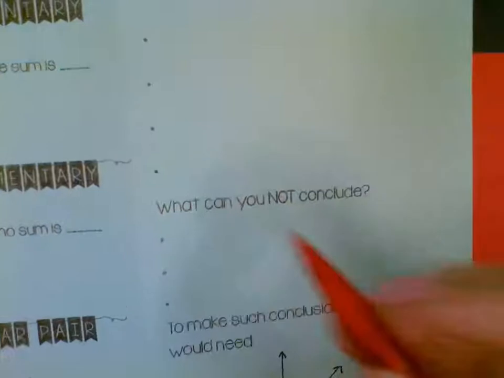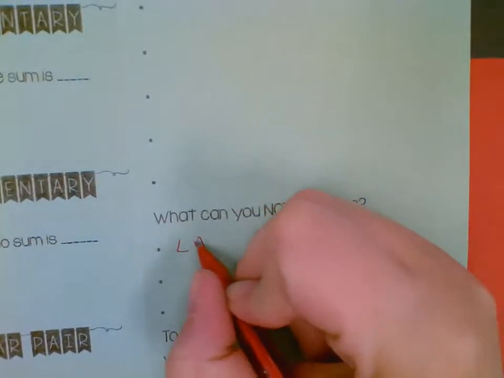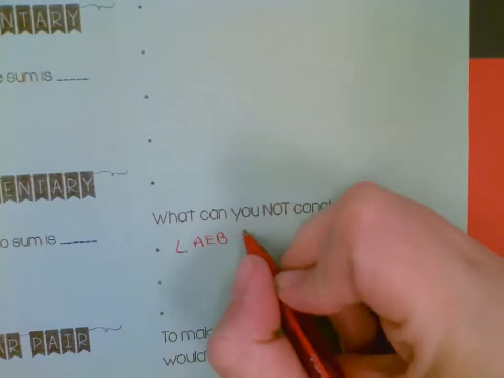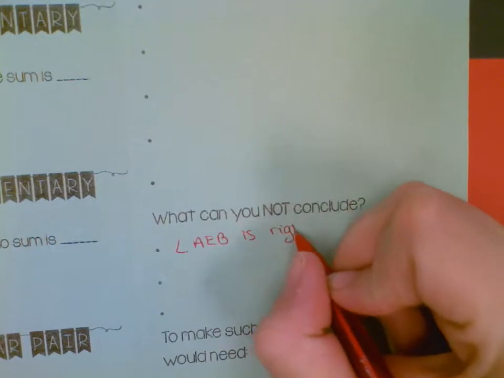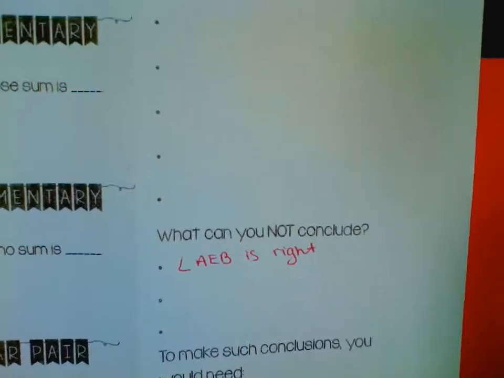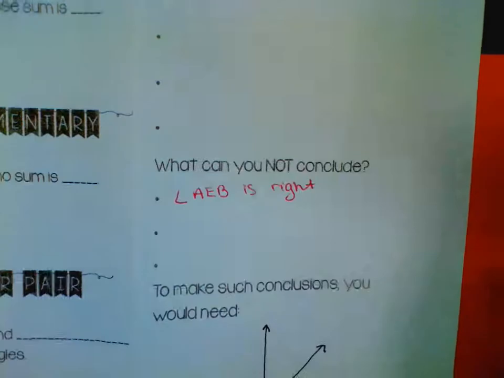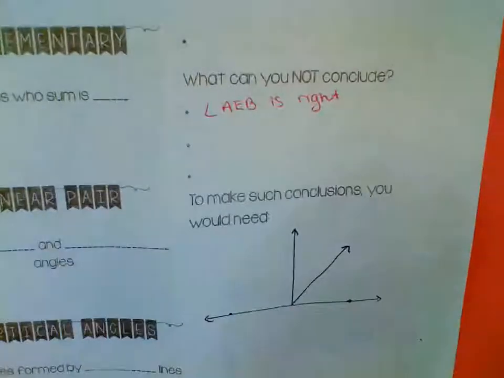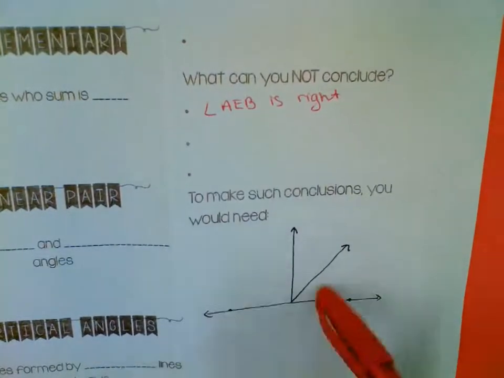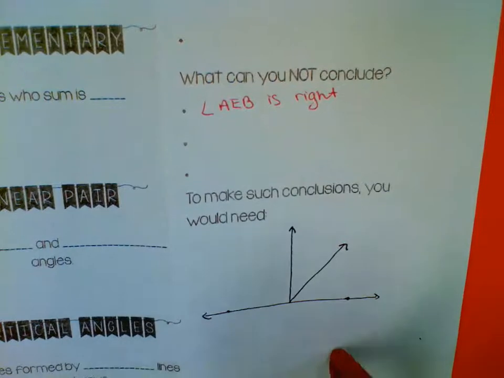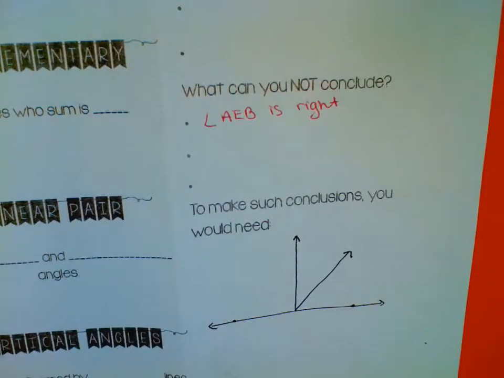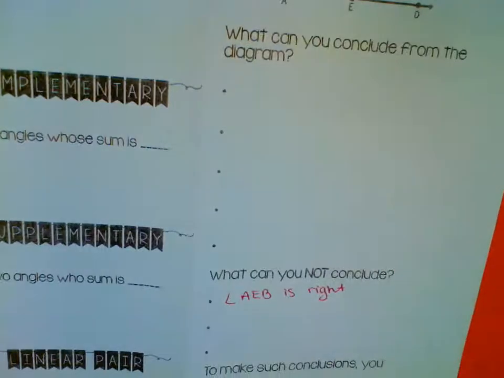So what can you not conclude? That angle AEB is right. Okay, so that's kind of what we're looking for. And then on the bottom, we'll do this together, but we're just going to draw in some marks to show what we would have to make these things be true. Okay, so try to answer those 5 things in the other 2.